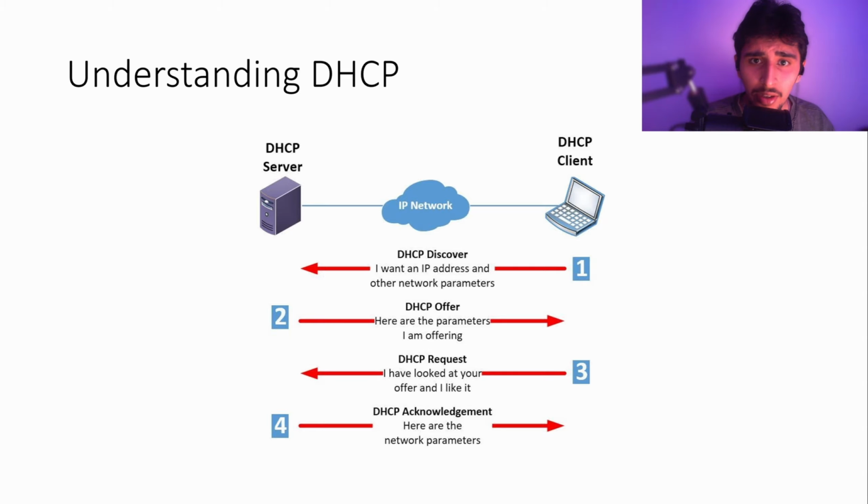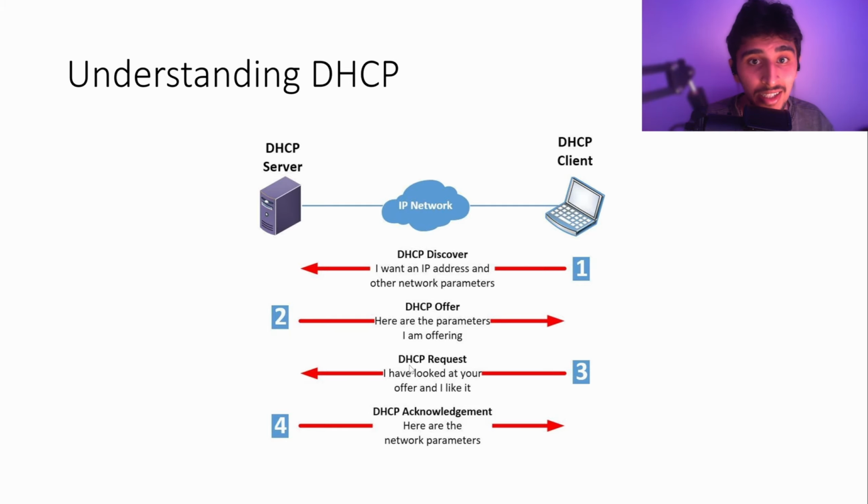The second step is DHCP Offer. The DHCP server receives the Discover message and selects an available IP address from its pool. It then sends an offer back to the device with network configuration details such as IP address, subnet mask, gateway, and DNS server. This is the server offering the device a network identity.